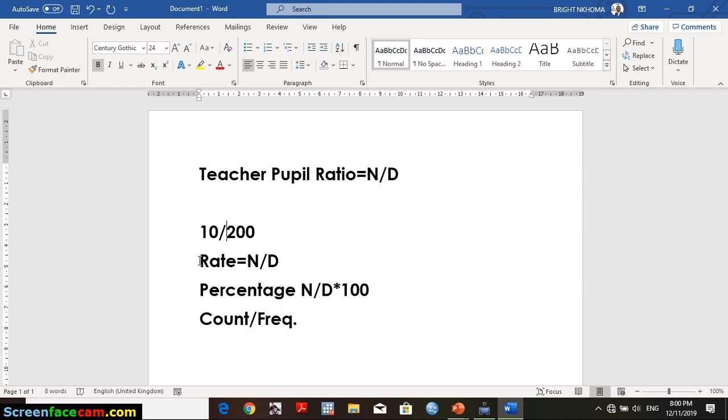Yes, it's supposed to have a numerator and a denominator. Others, the way they do it, they can even just say 10, then they put a colon, then they put 200. So what that means is that for 200 pupils, you've got 10 teachers available for those pupils.